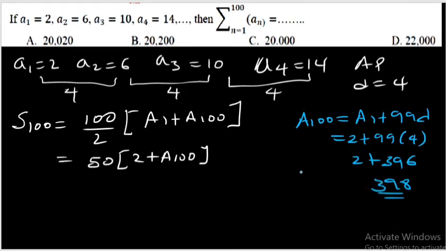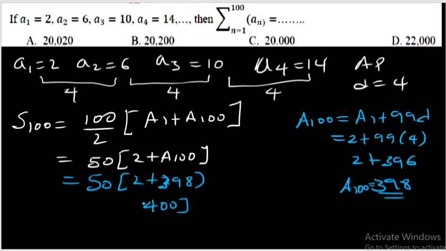398 will be the 100th term. Therefore, the answer will be 50 in bracket 2 plus 398. That will be 400. When you multiply by 50, that's going to be 5 times 4 will be 20, and then we have 3 zeros, 20,000. The answer will be C.